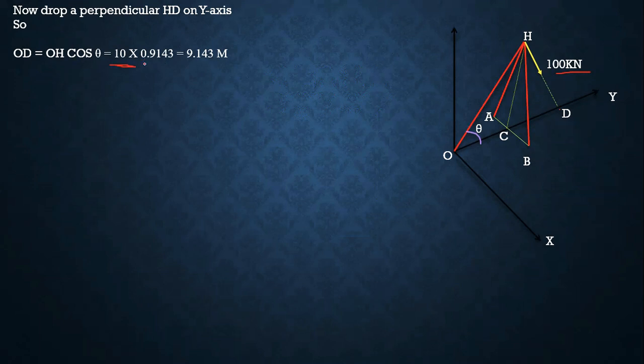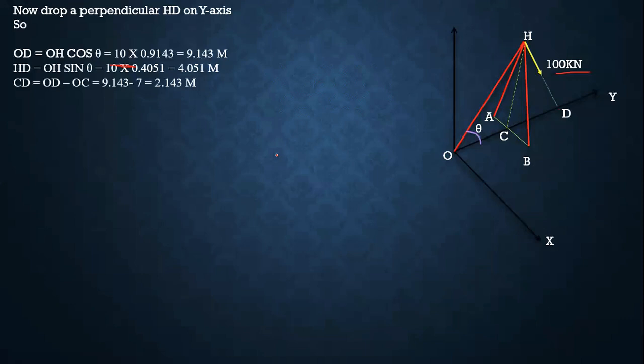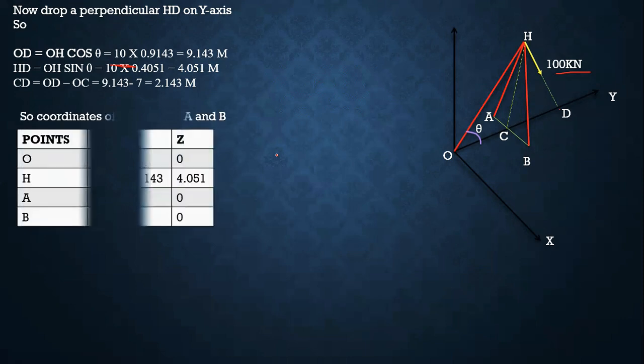So cos theta is 0.9143. So 10 into 0.9143 is equal to 9.143. Now HD is equal to OH sin theta, that is 10 into 0.4051, and CD will be OD minus OC. So 9.143 minus 7 is equal to 2.143 meters. So we have all the distances.